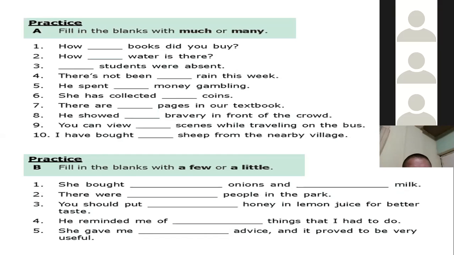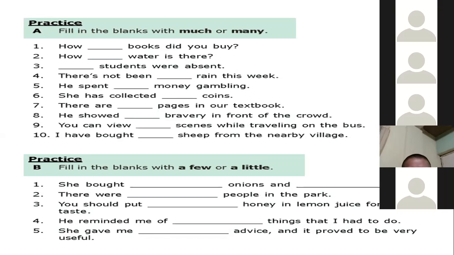Okay, number 9. You can view how much or how many scenes while traveling on the bus? Many. Yes, because you can count the sunset, the trees, the flowers, scenes. It's like pictures, right? Okay. I have much or many sheep from the nearby village? Many. Because you can count. Sometimes your doctor says, oh, doctor, I cannot sleep. And your doctor says, you should count sheep at night. 1, 2, 3, 4, until you fall asleep.